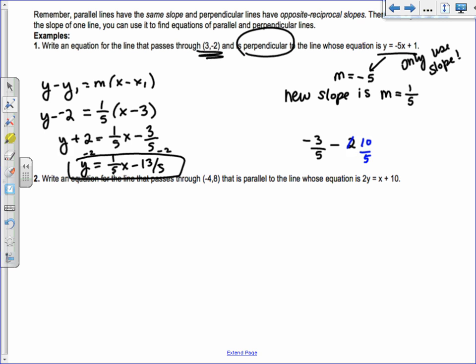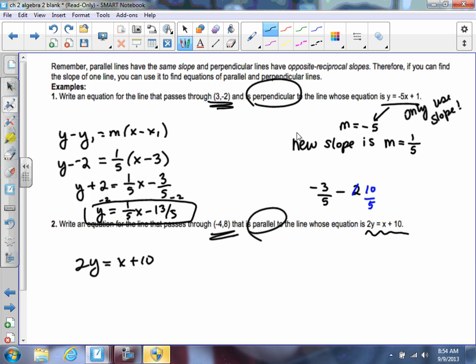So it says write an equation for the line that passes through (-4, 8) and is parallel to the one whose equation is this. Now notice my equation is 2y equals x plus 10. My slope is not 1. You see how when you look at it, a lot of people are like, oh, the number in front of the x is 1, so my slope is 1. Right? It's not in y equals mx plus b. It's 1/2, right? Does that make sense? So get it in y equals mx plus b, find the slope, and then work from there. I'll let you try it for a sec.